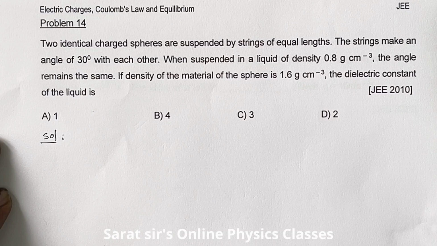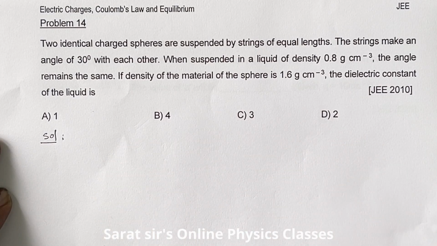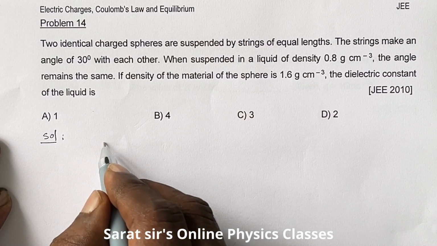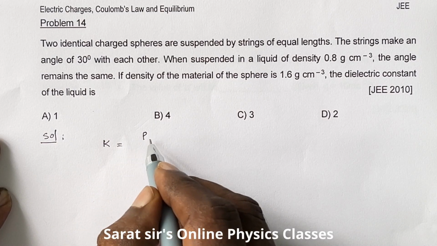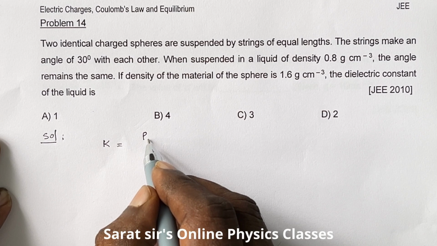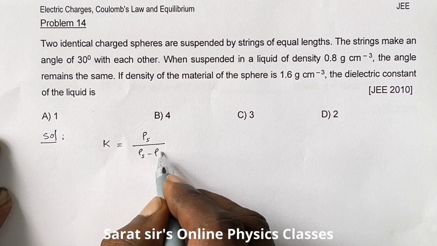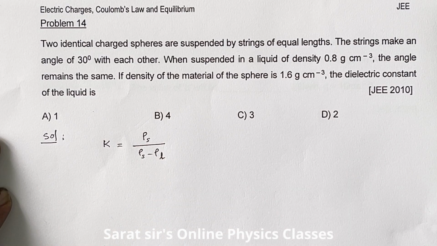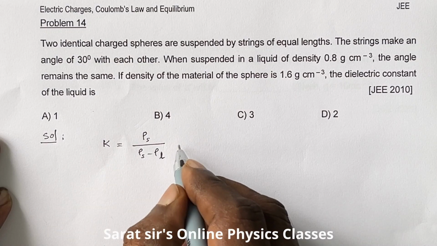But one thing you remember: when the angle is not changing when suspended in liquid, the shortcut formula for K is density of the material of the solid by density of the solid minus density of the liquid. So if you can remember this shortcut, but here it is provided that the angle should not change when we immerse in a liquid, then everything is correct. So this is the shortcut formula.